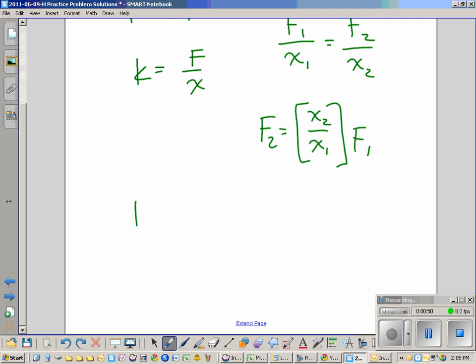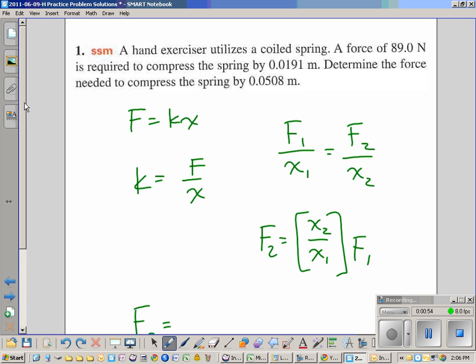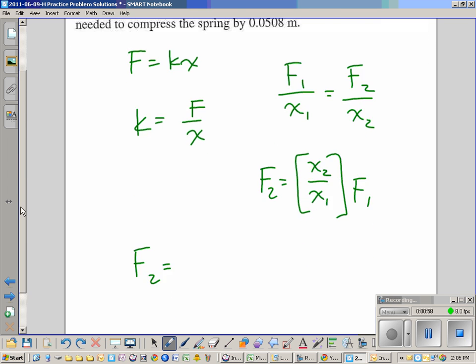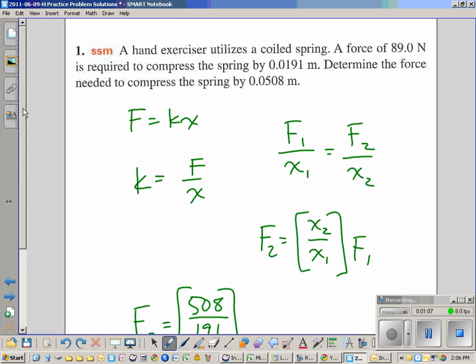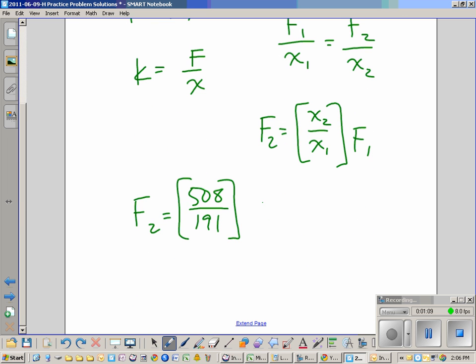So that means that F2 is equal to, what's X2? We'll just multiply everything by 1,000. 508 over 191, right? It's the same thing, since it's just a ratio, times what's the initial force? 89 newtons, okay? 89 newtons. If you want to put the decimals in there if it makes you feel better, that's okay.